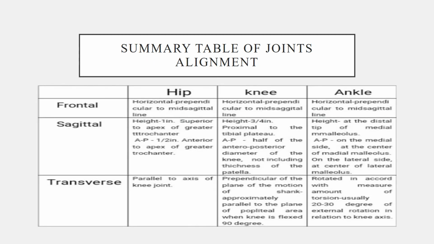In this slide, there is a summary table of the joint alignment in which hip, knee and ankle joint alignment in frontal, sagittal and transverse plane is shown.